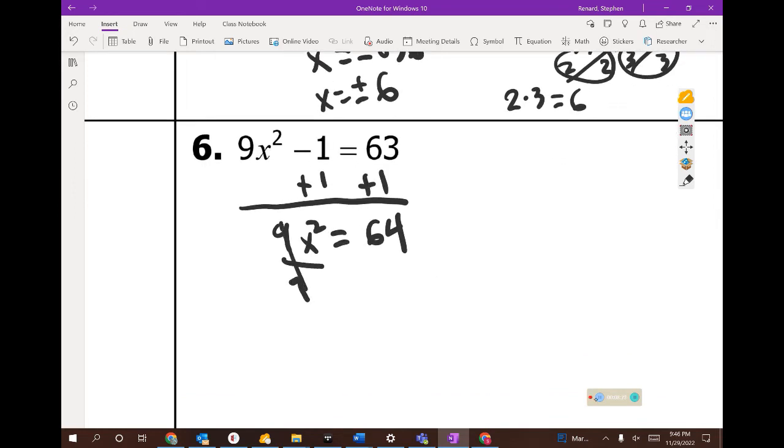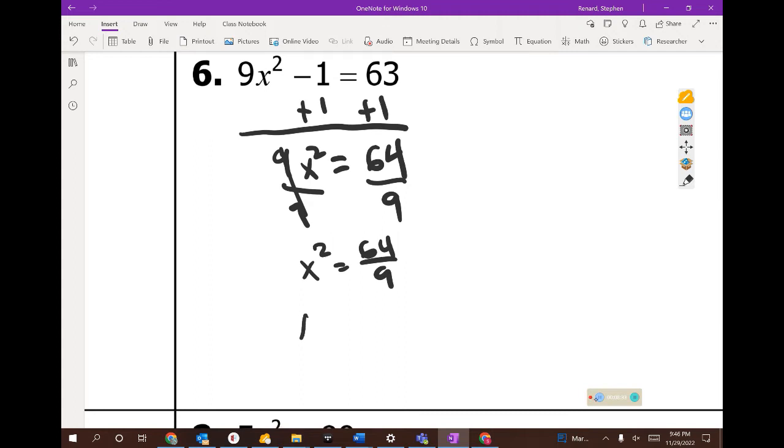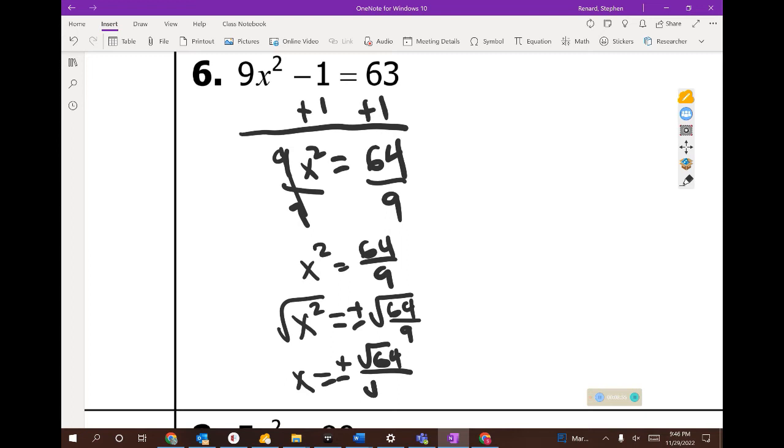So we divide both sides by 9, and we get x squared equals 64 over 9. That gives us the square root of x squared equals plus or minus the square root of 64 over 9. Now again, there's nothing we can reduce there. If we could reduce, we would. But instead, we're going to go the square root of 64 over the square root of 9.